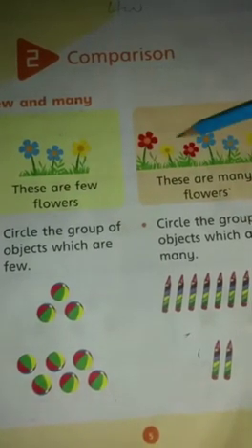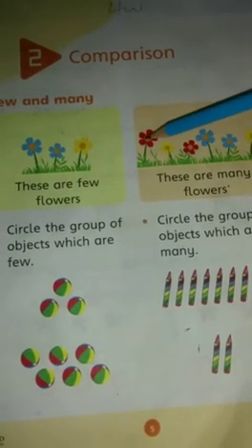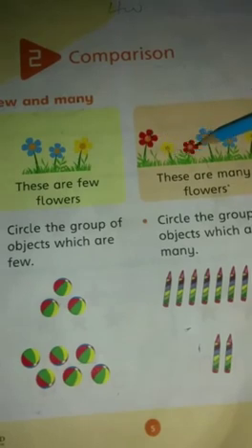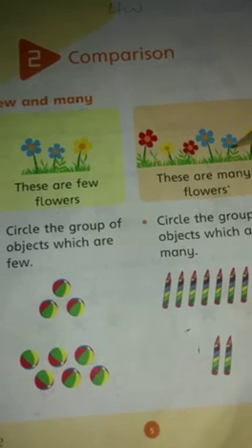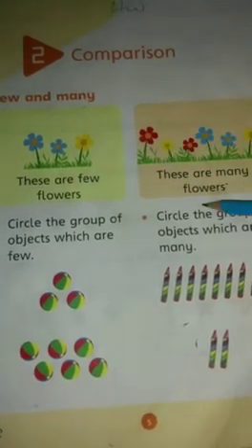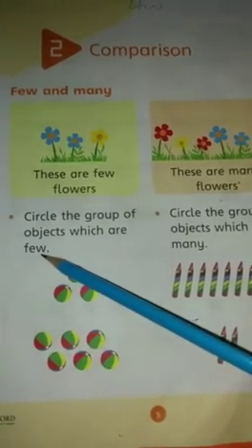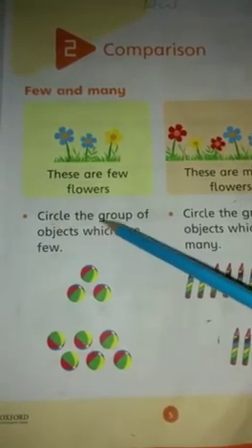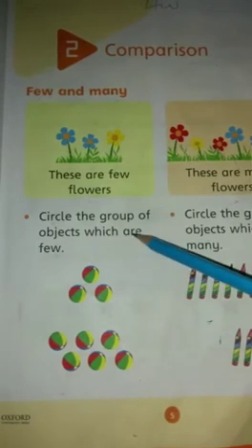As you can see, these are many flowers. Let's count. 1, 2, 3, 4, 5, 6. These are 6 flowers, so these are many flowers. These are few flowers and these are many flowers. Now let's learn. Circle the group of objects which are few.